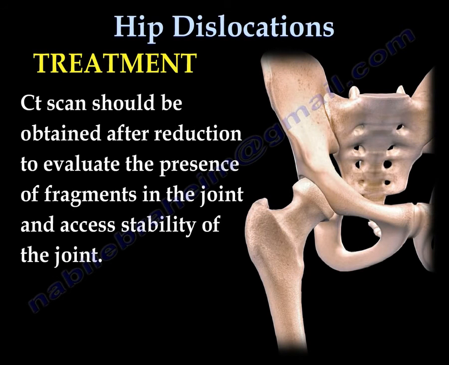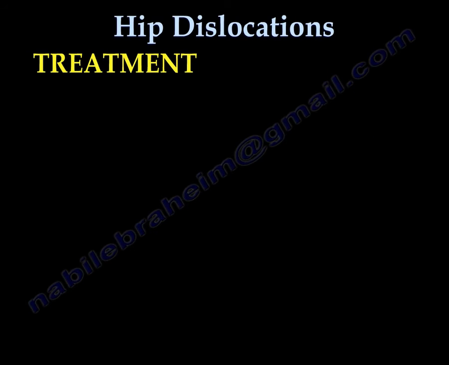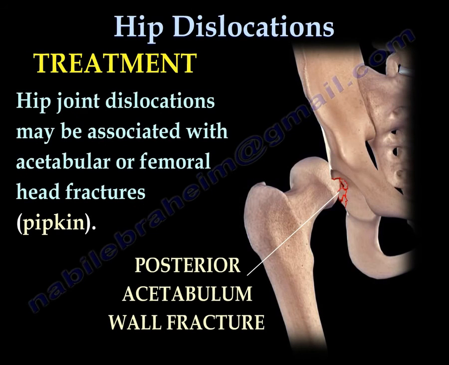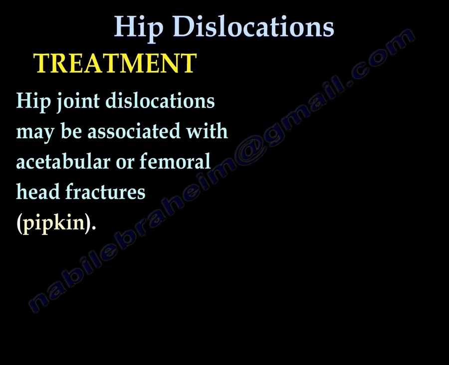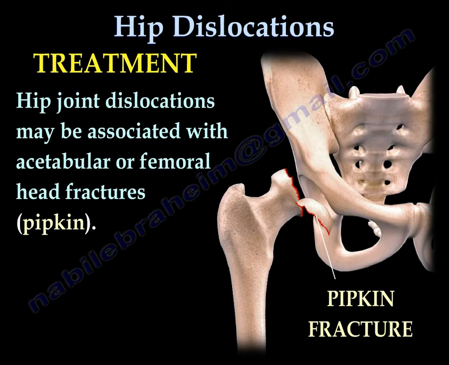A CT scan should be obtained after reduction to evaluate the presence of fragments in the joint and to assess the stability of the hip joint. Hip joint dislocation may be associated with acetabular fracture or femoral head fractures. We call it Pipkin fracture. And here is an example that shows posterior acetabular wall fracture. And here is an example of a Pipkin fracture, or femoral head fracture.